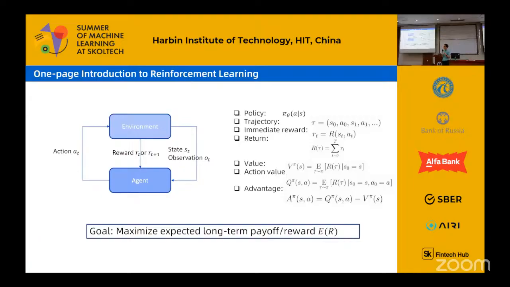Value is somehow the expected long-term reward of a policy. So here you can see we assume that this kind of a trajectory is generated by a policy pi. And given a policy, we also define the action value of a policy. Action value takes a state and action pair as the input. That means start from this state S, take this action A, and for all the future steps, we will take actions using the policy pi. So what's the long-term expected reward we will get from this policy pi?